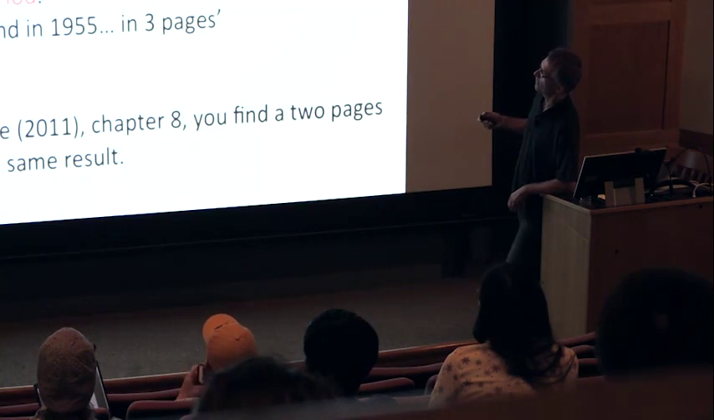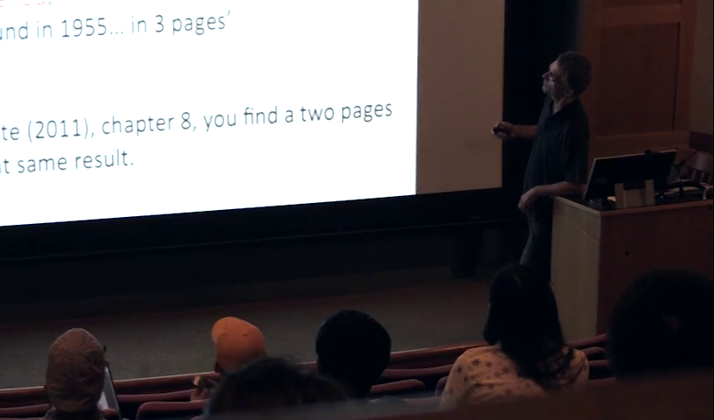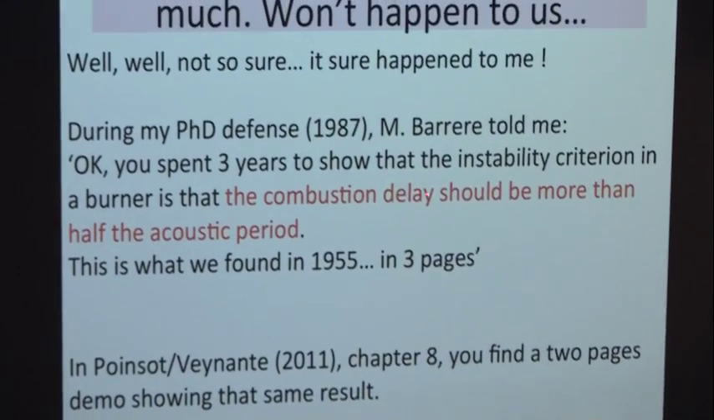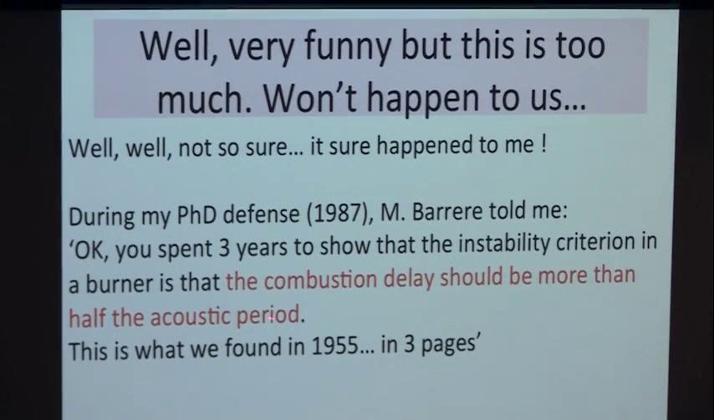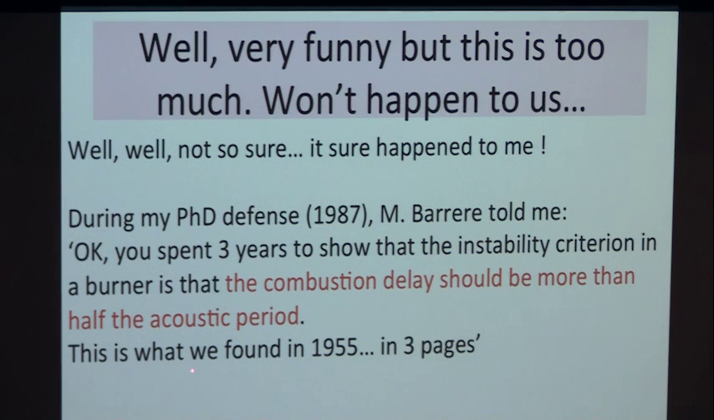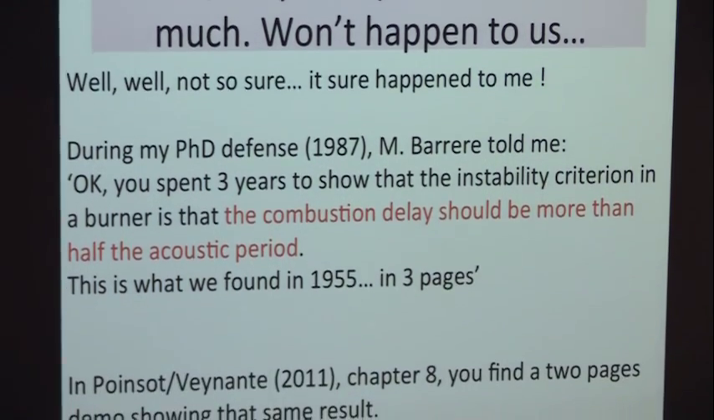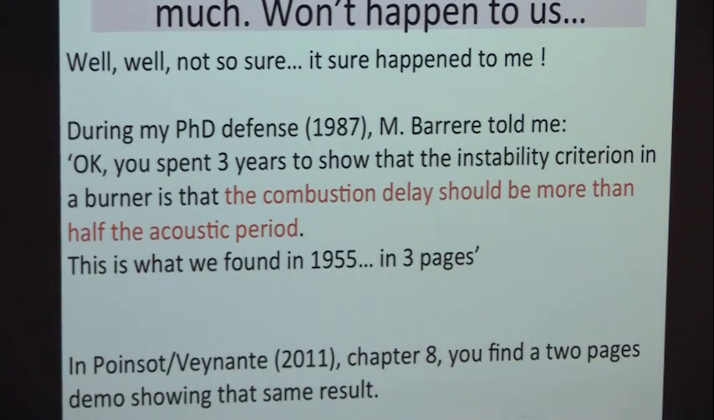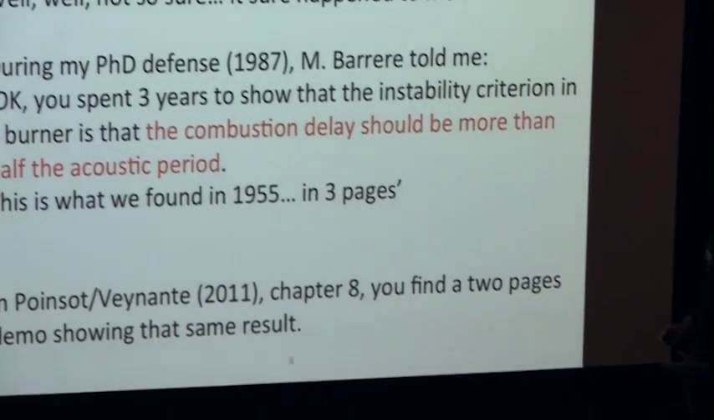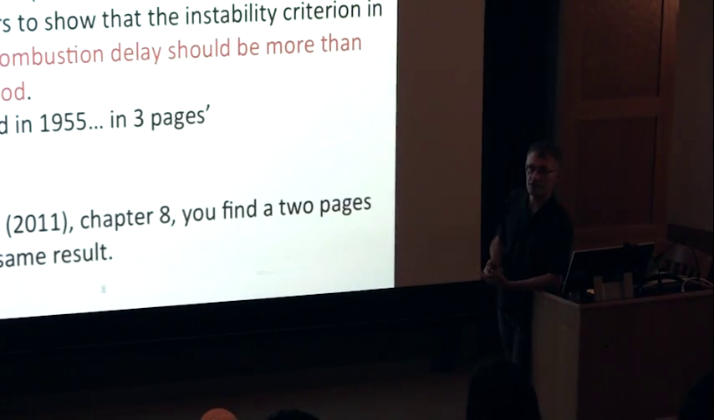When I did my PhD defense, there was a famous guy called Barrère, and he told me, you spent 3 years to show that the criterion of stability should be that the combustion delay is more than half of the acoustic period. But actually, he found it in 3 pages. And actually, after he told me that, it's in my book now, I said, in 2 pages, you could recover what took me 3 years to do. So you really need to make sure, when you do something, that there is no identical solution first. There is no way of showing that what you're doing is not needed. And if you get a result, you should check that it makes sense.